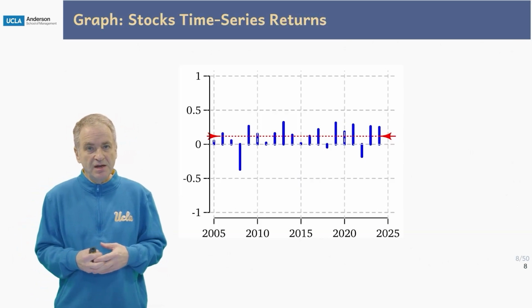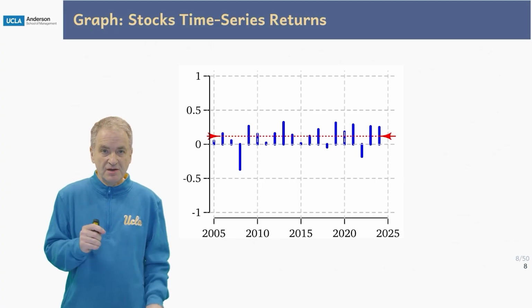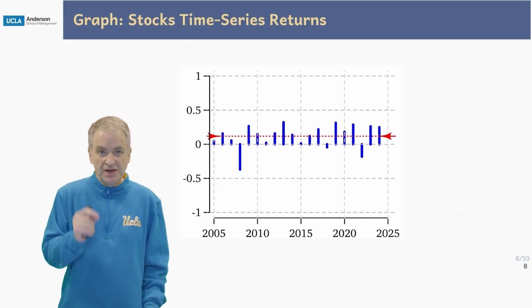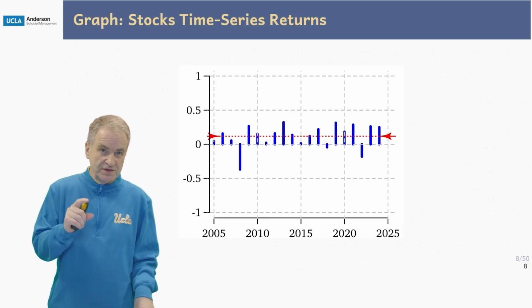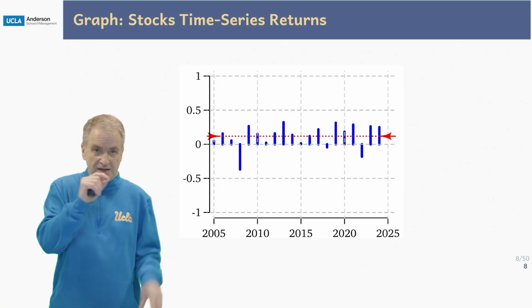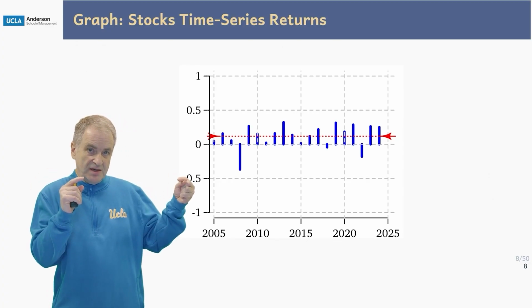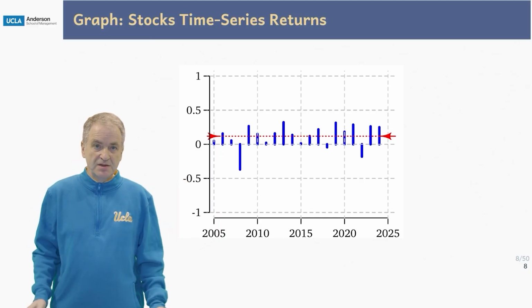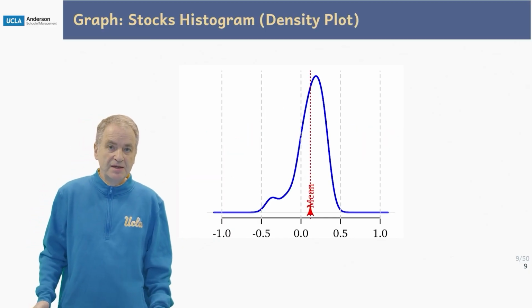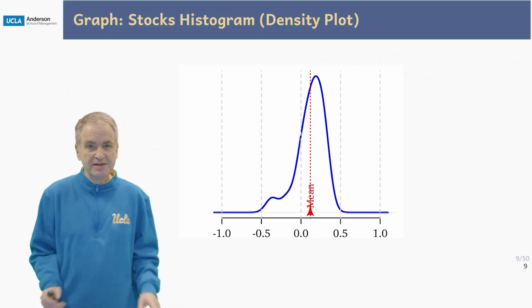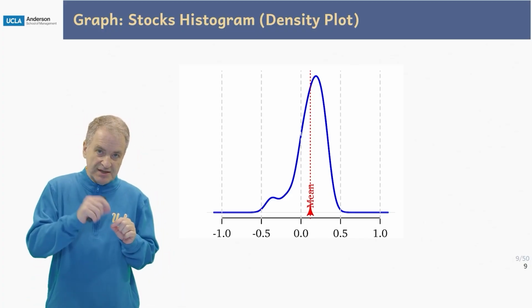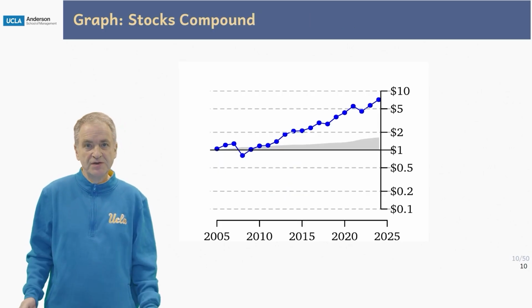So here are my stock returns, time series thereof. Each year is a bar. When the bar is below 0, of course, you lost money. The red line with the 2 arrows over there is the mean. So we had a mean. We also can draw the histogram, and that's some version of a histogram. It's called a density plot, which is a little bit less sensitive to how you draw the bars.